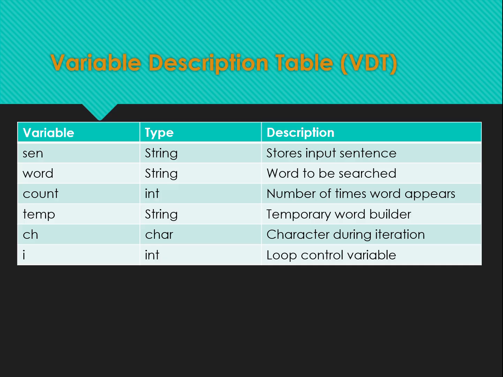Now, let's discuss the variable description table. The variable sent stores the sentence, word stores the target word, and count stores how many times it appears. Additional variables include temp, a temporary string to hold words, ch, the character being examined, and i, the loop index.